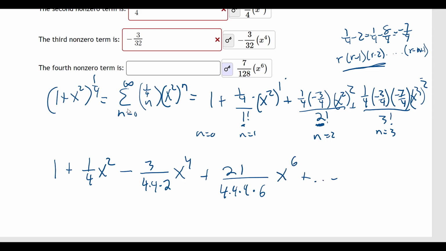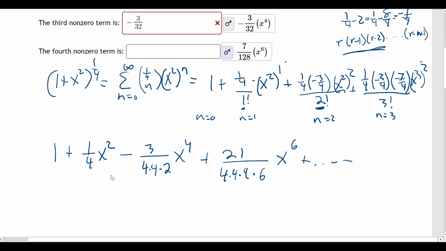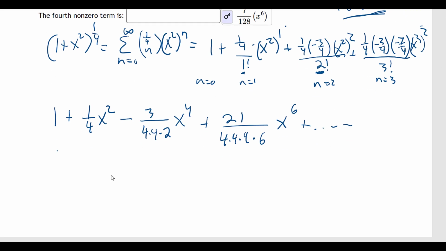And it does go on from here, but we're only going to do the first 4 terms. So let me clean it up one more step of the way. 1 plus 1/4 x squared minus 3 over 32 x to the 4th. And here, this next one, the 21 and the 6 reduce a 3 out to give us 7. That's a 2. So that's going to be plus 7 over 128 x to the 6th.